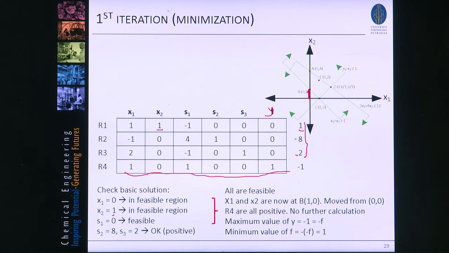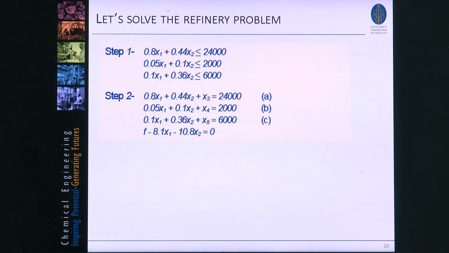So we can see now, x1 equals 0, x2 equals 1. This is already at the b point. At the b point, f equals 1. So this confirms that this is our minimum point obtained by the simplex, the same as the results that we obtained by the graphical method. So now you can try on your own to solve the refinery problem.